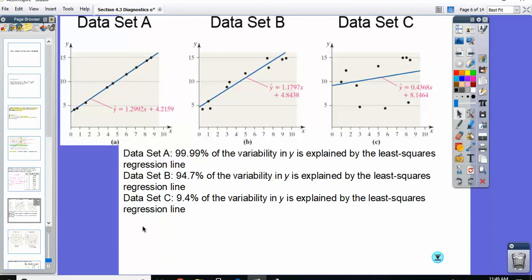This one, you notice they're a little more spread out. That one's only explaining 94.7%. The last one, you can see that's not a very good line at all. That one is only 9.4%. So the better fit your line is, the higher your R squared should be. Any questions about that?